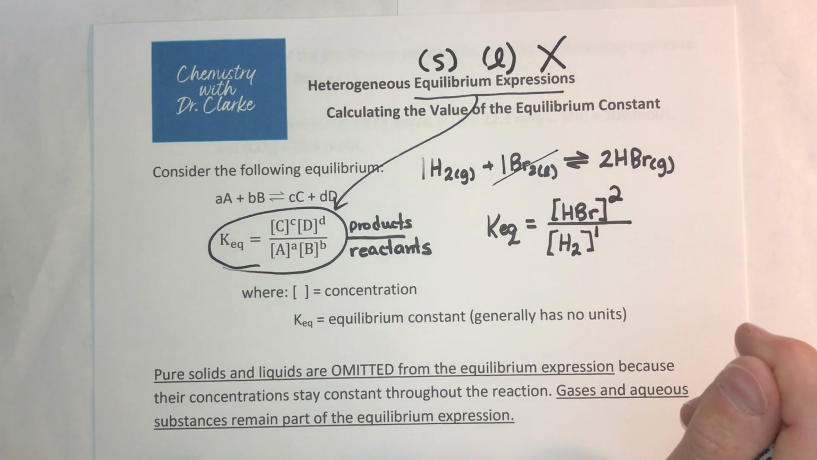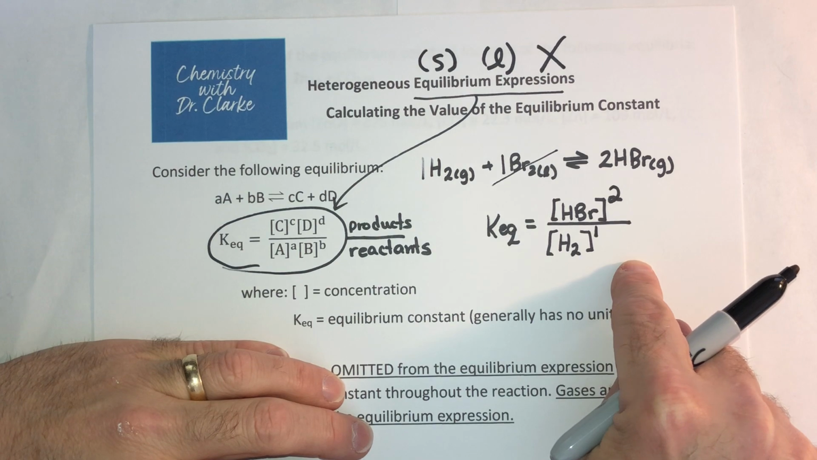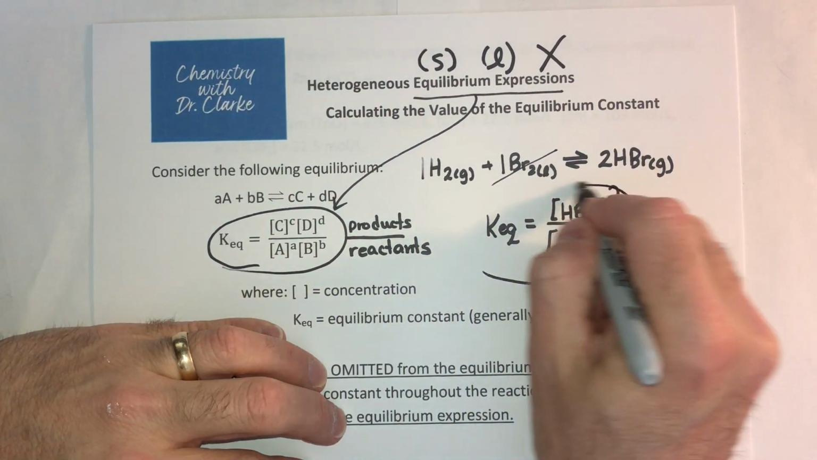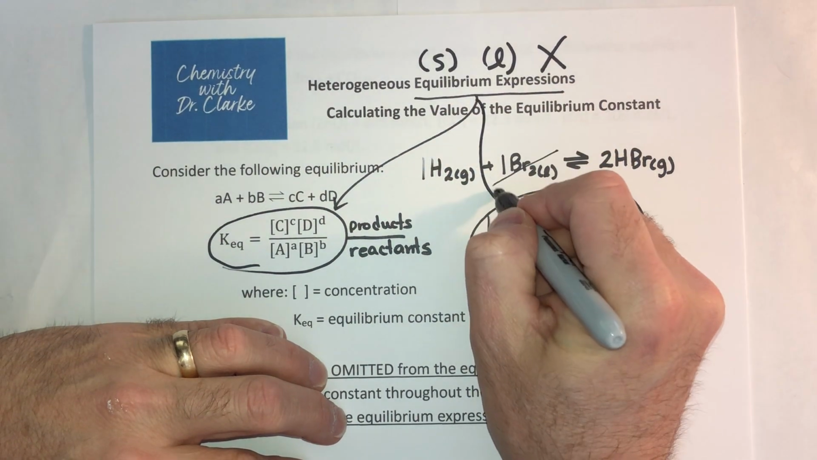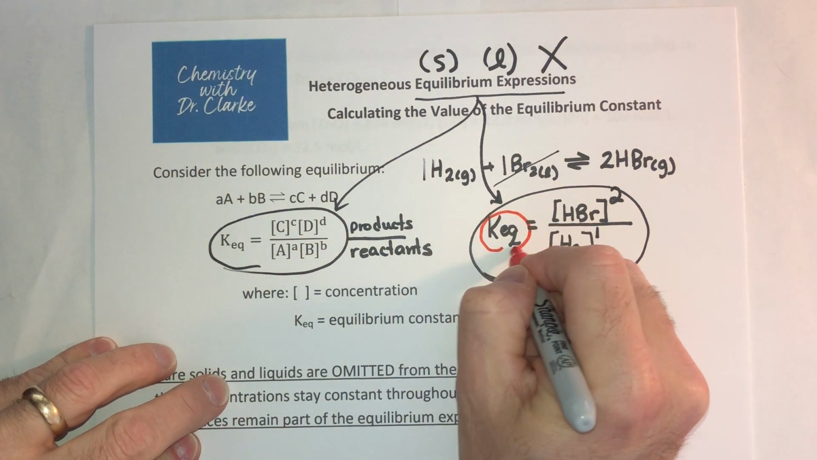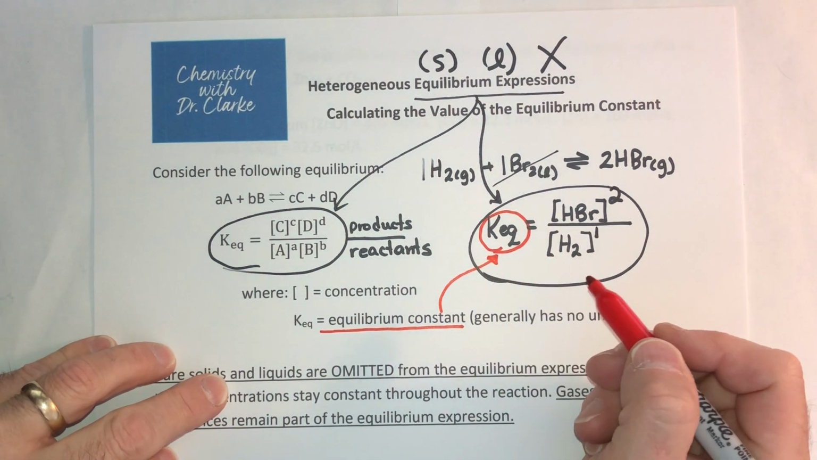Okay? So what I have is this. This would be my equilibrium expression for this equilibrium. The whole thing is the equilibrium expression. The K that's out in front is referred to as the equilibrium constant. That's what we call that.